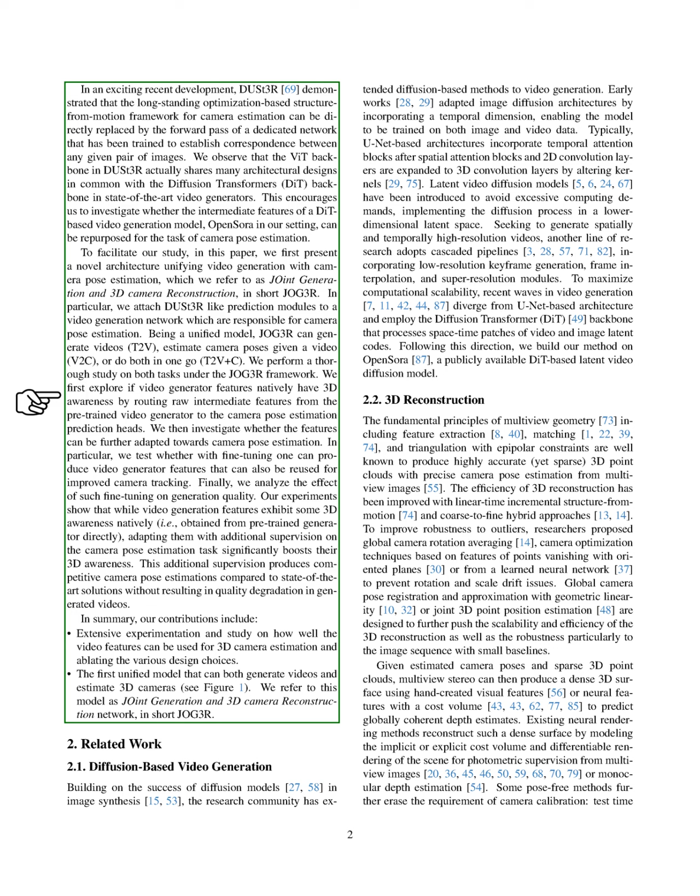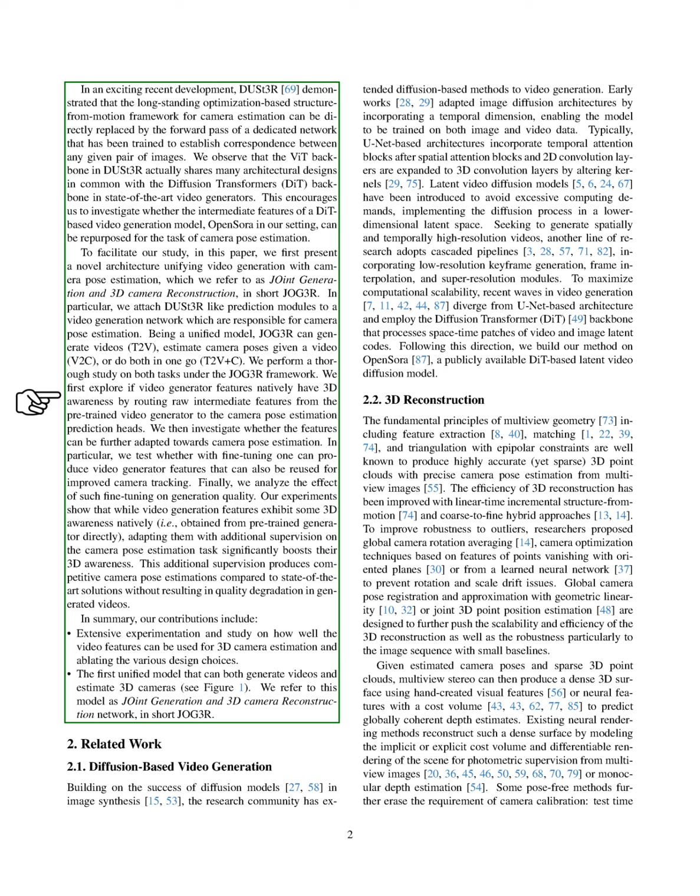We observe that the architecture of the ViT backbone in DUSt3R shares similarities with the diffusion transformers, DiT, used in leading video generators. This motivates us to investigate if the intermediate features from a DiT-based video generation model, specifically OpenSora, can be utilized for camera pose estimation. To support our research, we introduce a new architecture that combines video generation with camera pose estimation, which we call Joint Generation and 3D Camera Reconstruction, or JOG3R for short.